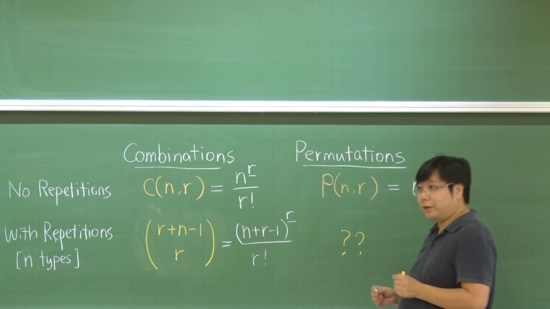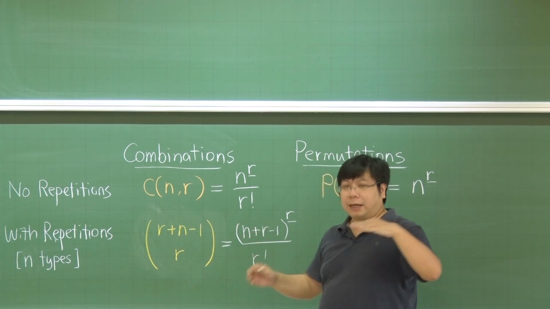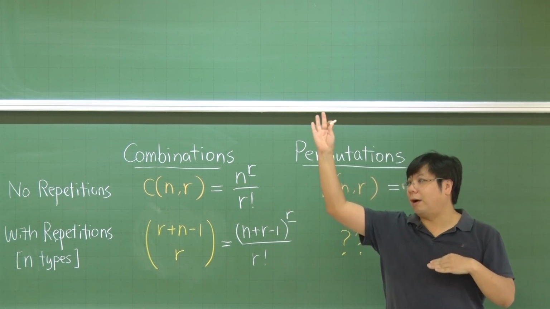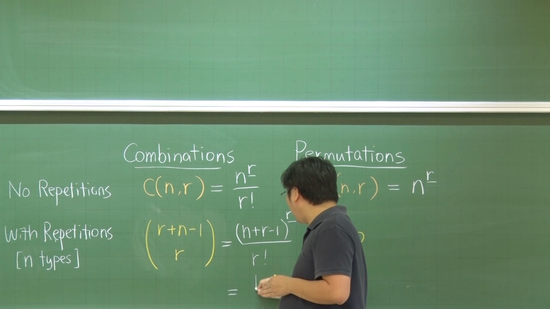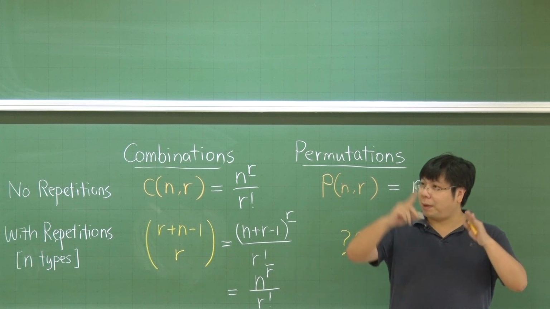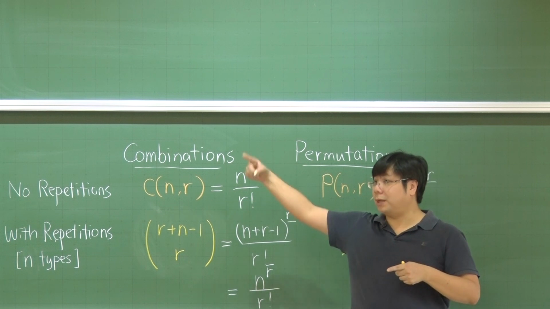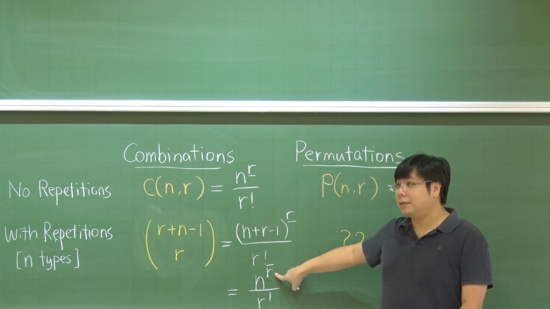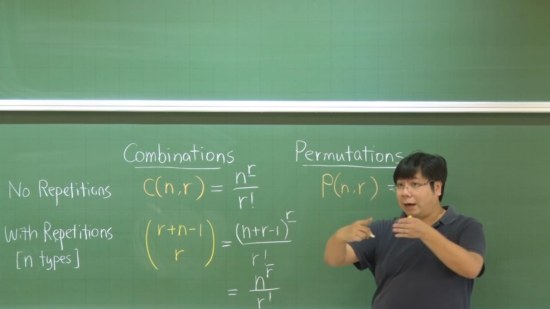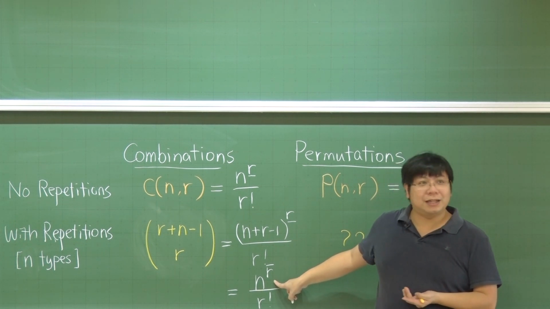If you switch your mind, instead of looking at this as n plus R minus 1 falling, it is actually n rising. So this is n to the power R rising divided by R factorial. N to the power R rising means n, then n plus 1, then n plus 2, n plus 3, and so on. They are R terms altogether, so the last term will be n plus R minus 1. So it also looks like n to the power R.